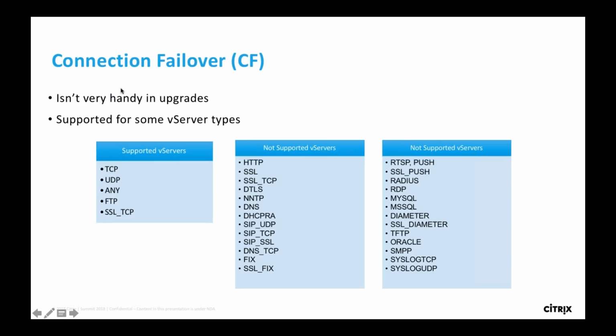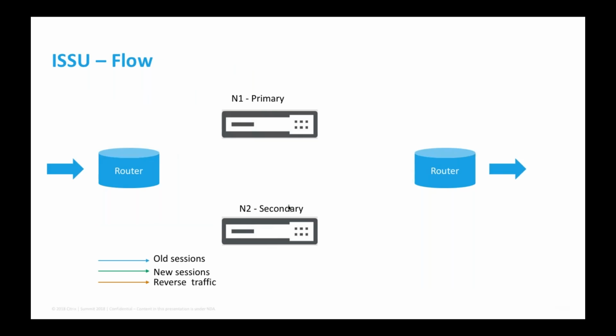So even when you have the same HA version, connection failover is supported only for a handful of vServers. You have a big list of vServers which doesn't support connection failover. So all these sessions that are coming in this vServer will have a problem. So we need a solution which is agnostic of all these vServers. So this is where in-service software upgrade comes into picture. We don't rely on the vServer type. We will see how we are accomplishing this by understanding the flow.